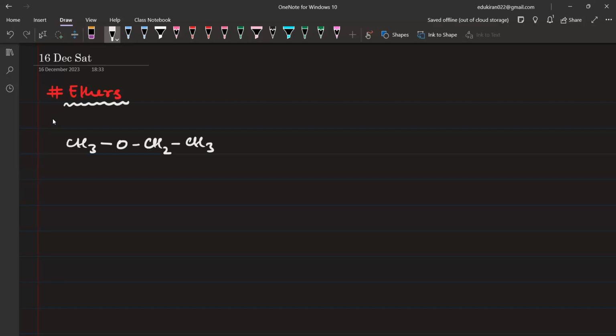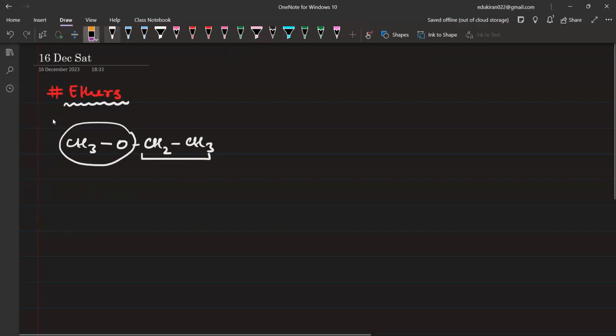Okay. So if I talk about the IUPAC name, then this is the main chain and this is the substituent. So here we have two carbon atoms. So IUPAC name is going to be ethane. Right, my bad. First of all, substituent, it is methoxy, methoxyethane.